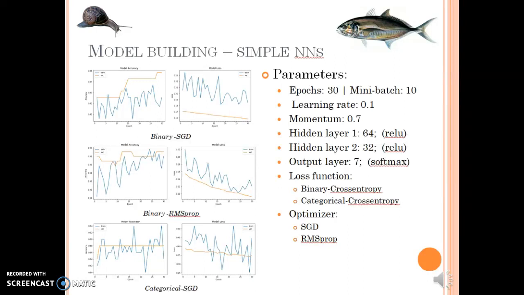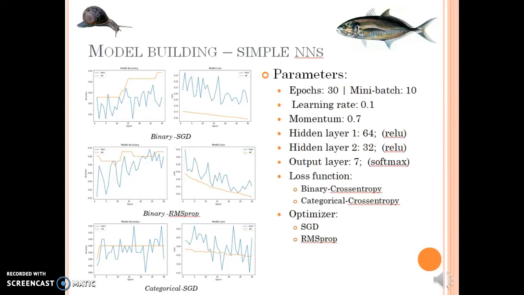The graph on the left shows 3 modules run. The first is the combination with binary and SGD, considering all the parameters stay the same. The accuracy did increase as the epoch increased, and the loss decreased as the epoch increased.